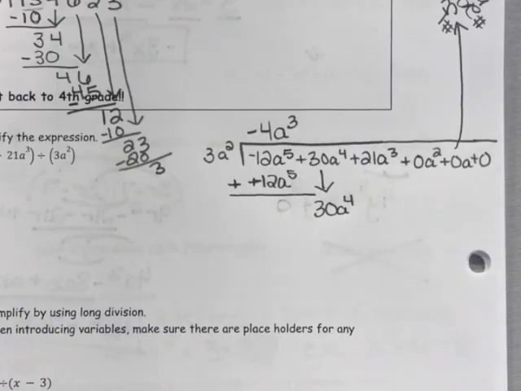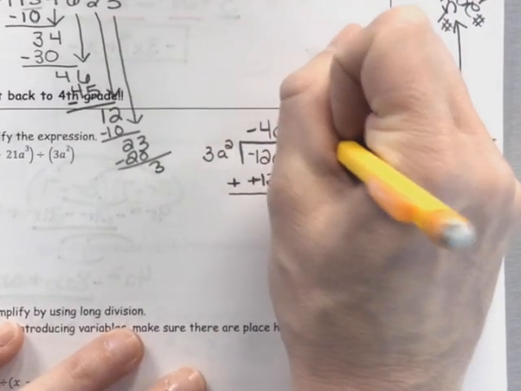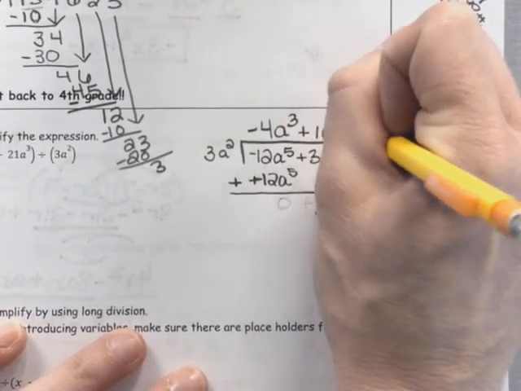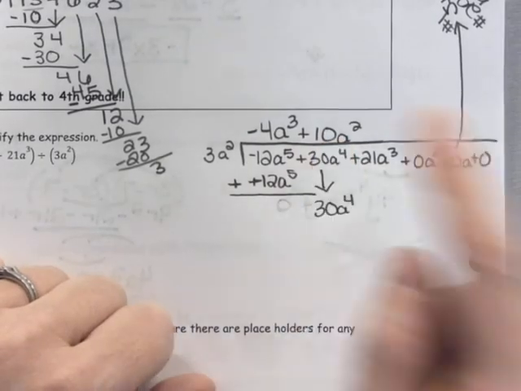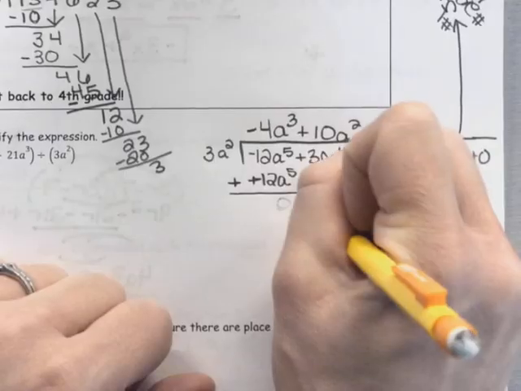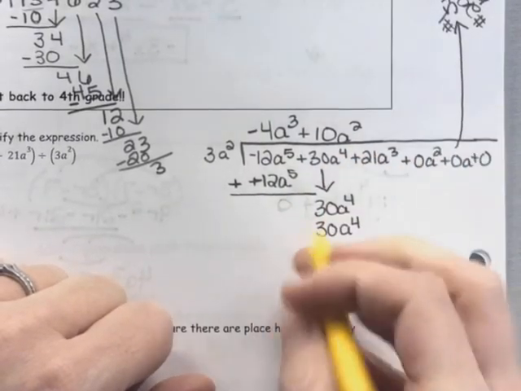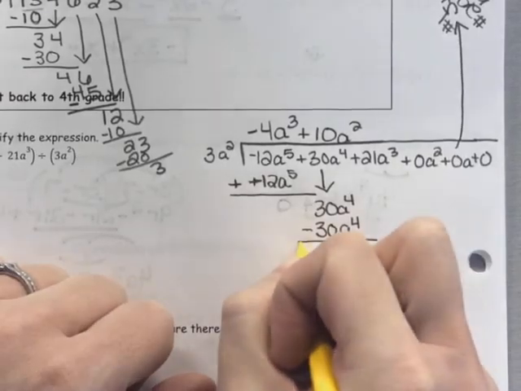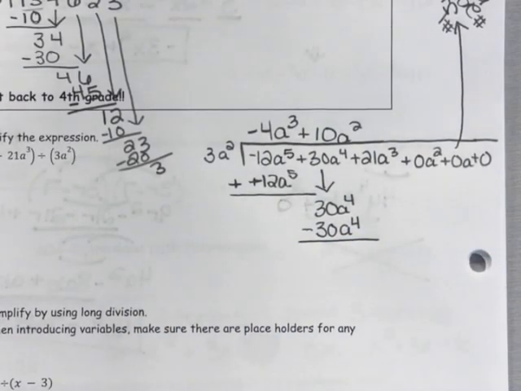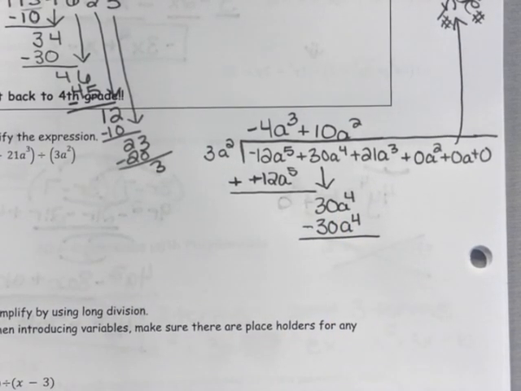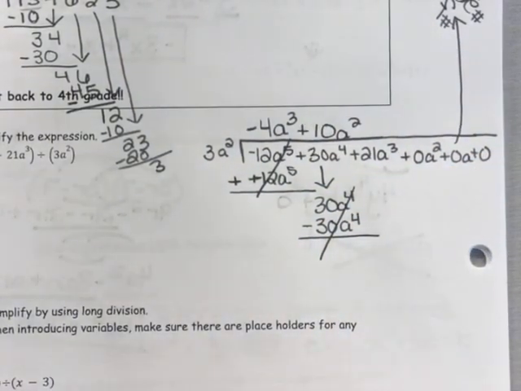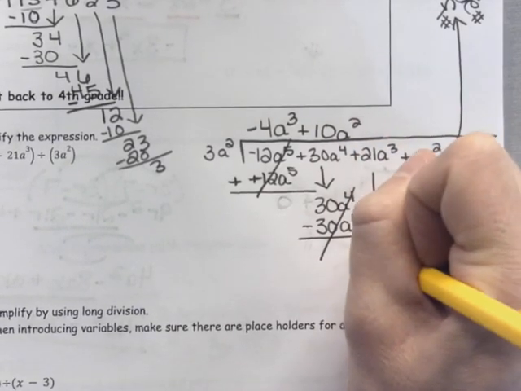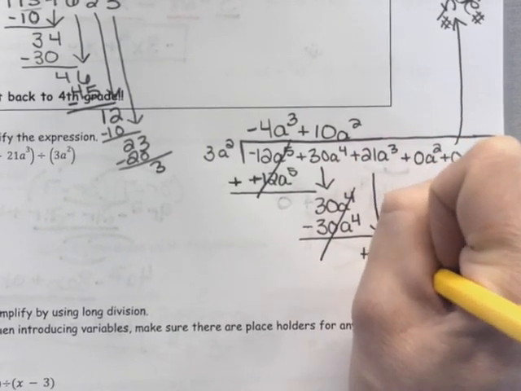Okay, here we go. 3 times what's going to get me to 30? 10. And then I heard somebody say a squared. Do we agree a squared times a squared will get me to a to the 4th? Yes. So 10 times 3 is 30. A squared times a squared is a to the 4th. And then we subtract, or you can think of it as switching the sign. Either think of it as subtraction or switching the sign, whatever works best. What happens? They cancel again, right? Kind of like they did here. So then what do we do? Bring down the next thing, which is a positive 21a cubed.